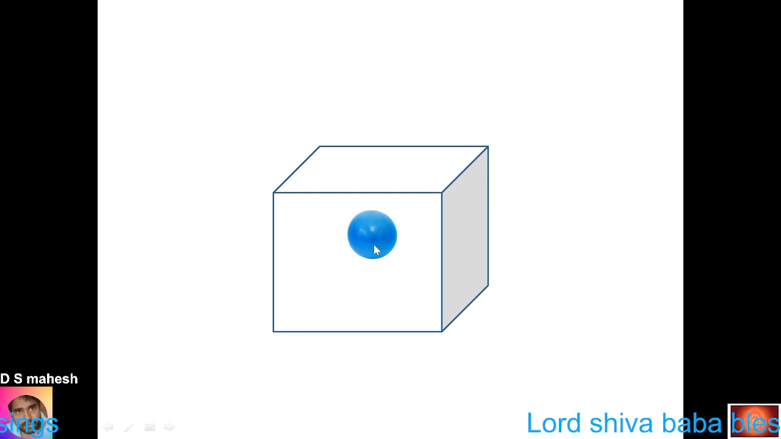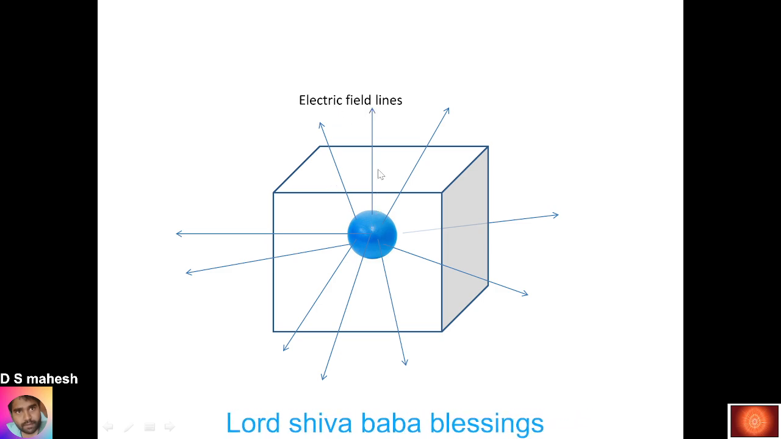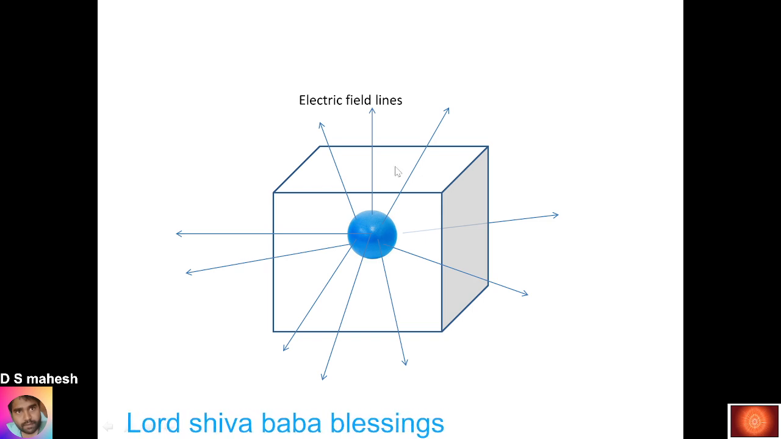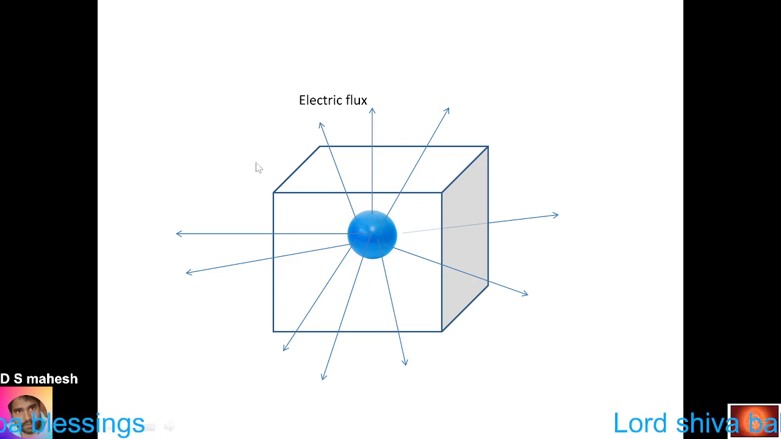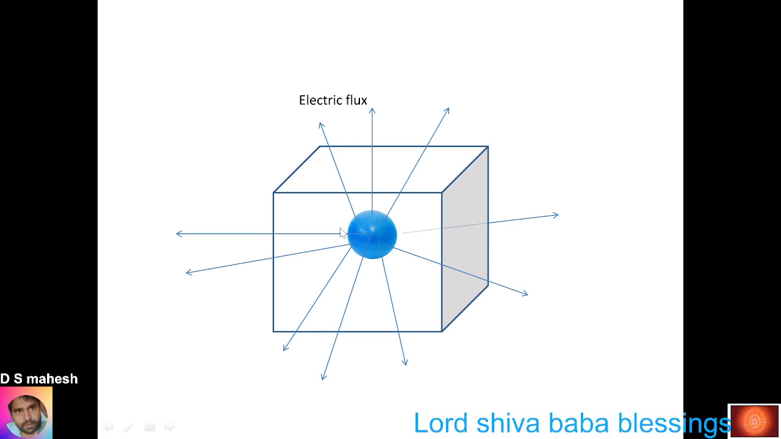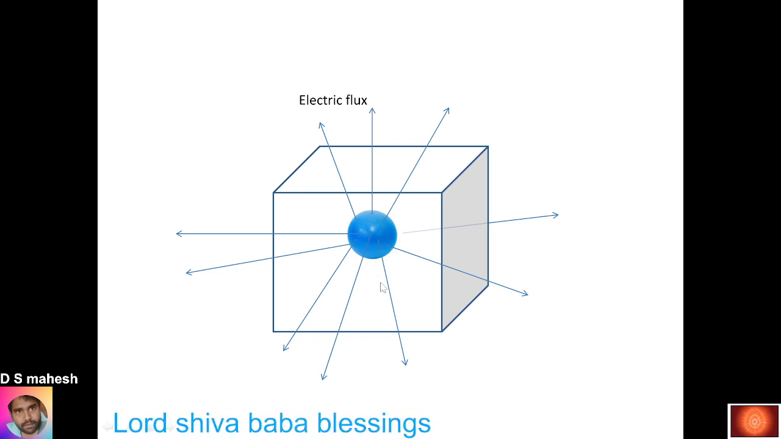So as you know, a charge will emit electric field lines. So it is emitting electric field lines. The electric field lines captured by the surface are called electric flux. As you know all these things. Okay. Now, if you are able to calculate the total electric flux coming out of this surface, then you will be able to calculate the charge which is enclosed inside the surface. So that is a brilliant idea which is given by Gauss.